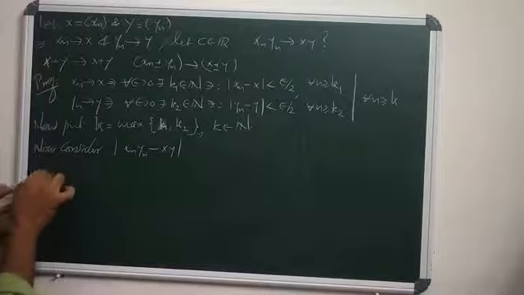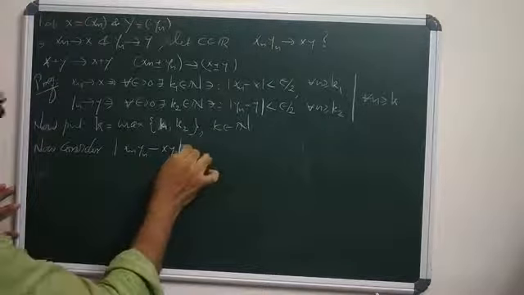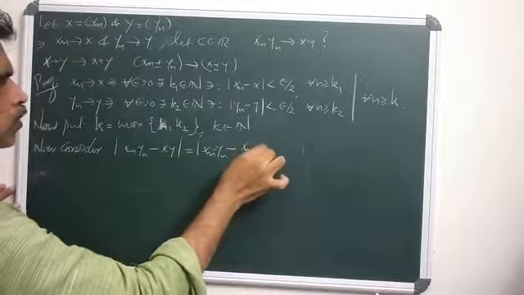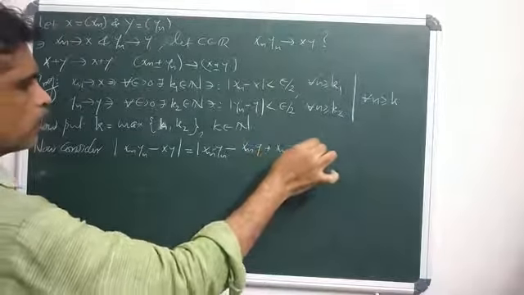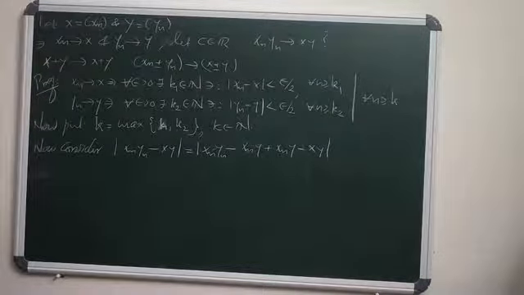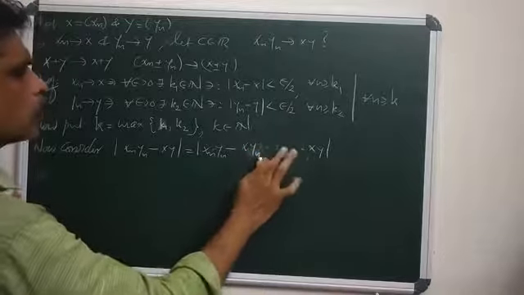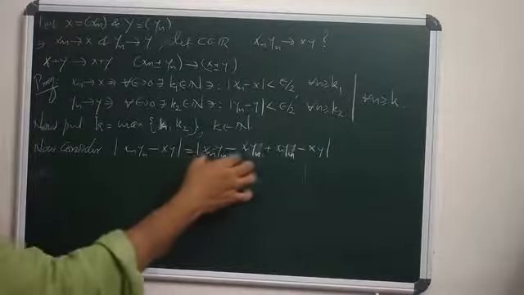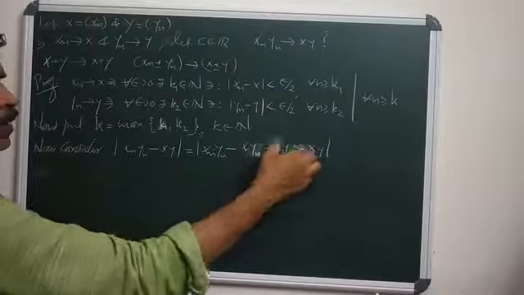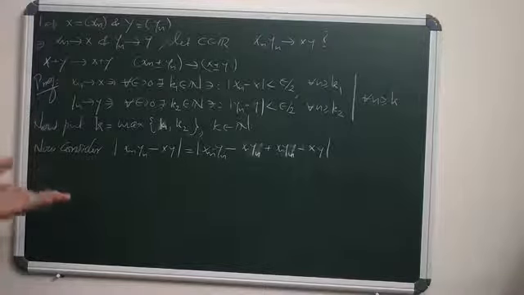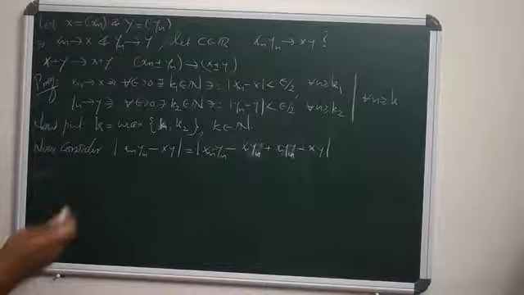So you can rearrange this as modulus of xn yn minus xn y plus xn y minus xy. You can introduce xyn and minus xyn simultaneously here. Xn yn minus xy is nothing but xn yn minus xyn plus xyn minus xy. You can introduce this x into yn simultaneously.